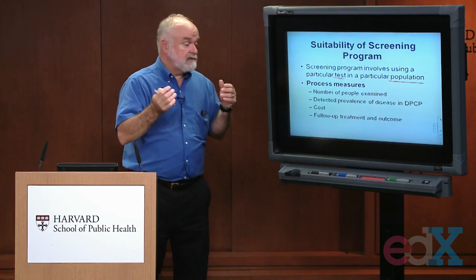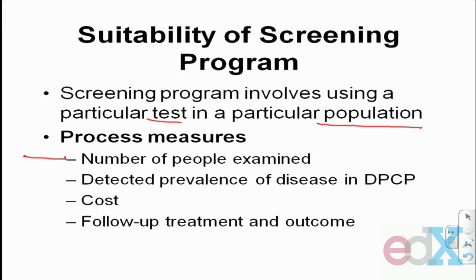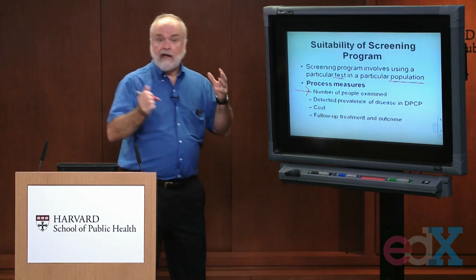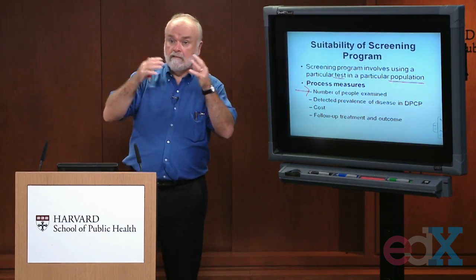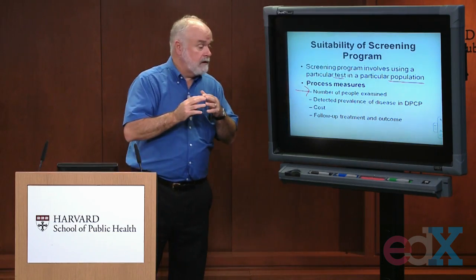Well, one process measure we could look at is how many people just get screened. If I have a great screening test, say radiation for mammography for detecting breast cancer, but no one undergoes that test, then my screening program has failed. Even though I have a very accurate test, if no one undergoes it because of the discomfort of the mammogram, then I'd have to say my screening program has failed because no one is taking the opportunity to be screened.